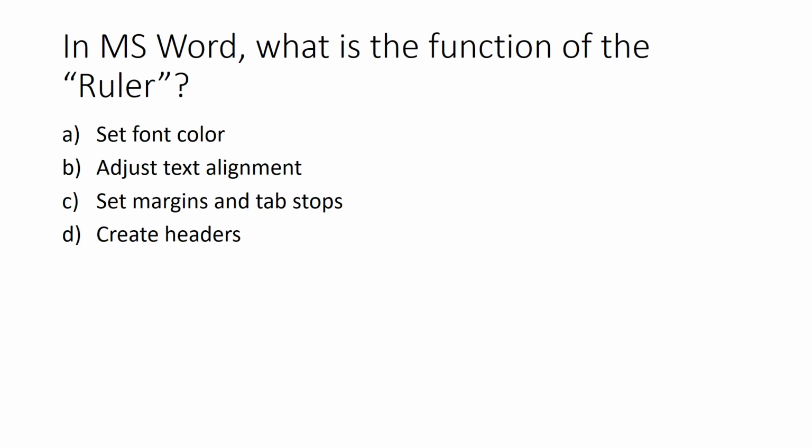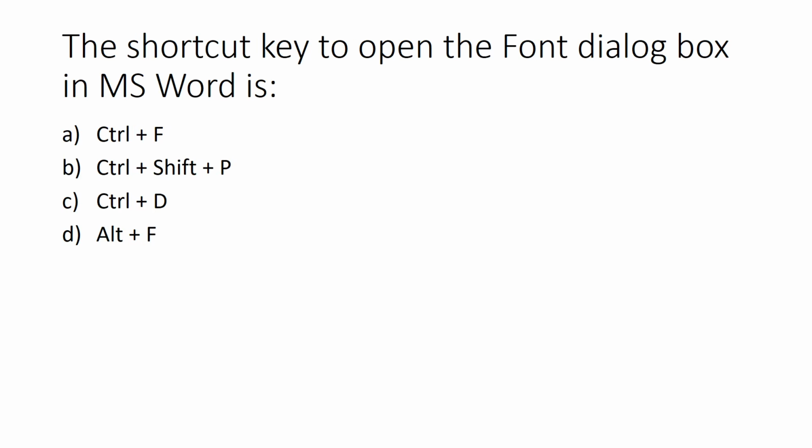Now see, in MS Word, what is the function of the ruler? The function of the ruler is setting the margins and tab stops, right? Let's move on to our next question. Shortcut key to open the font dialog box. To open the font dialog box, we can use Ctrl plus D. If you press Ctrl and D, the font dialog box will be opened in MS Word.